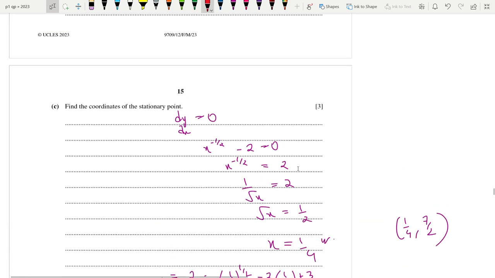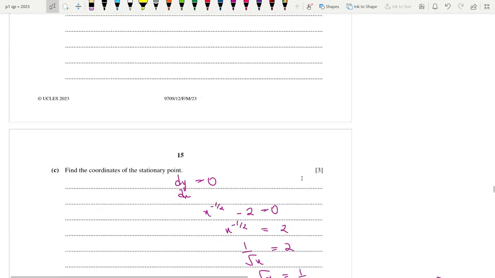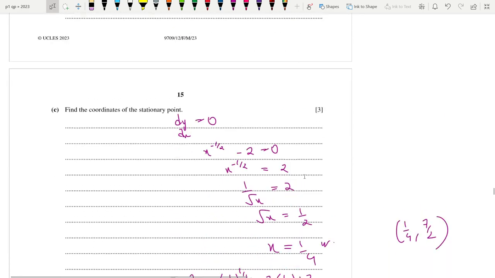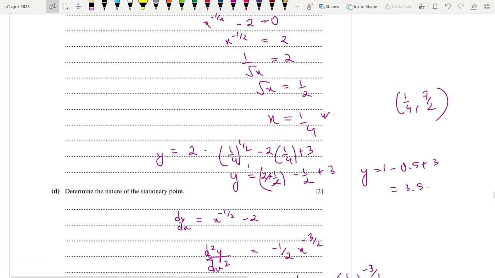Now, we need to find the y coordinate. How? We are going to input the value of the x coordinate into the equation that we found in part 2. So y is equal to 2 times (1/4) to the power half, minus 2 times 1/4, plus 3. After simplification, we end up with y equal to 3.5. So these are our coordinates: 1/4 and 7/2, but in the mark scheme they wrote 3 whole 1/2. 7/2 can be written as 3 whole 1/2. Recently, I've been seeing that they do not prefer improper fractions.